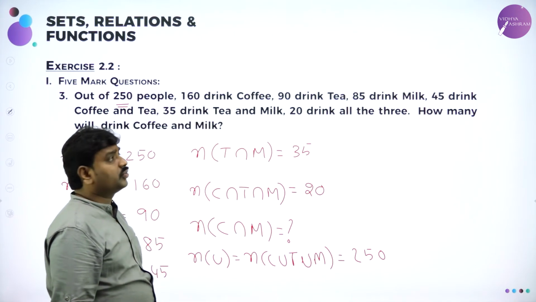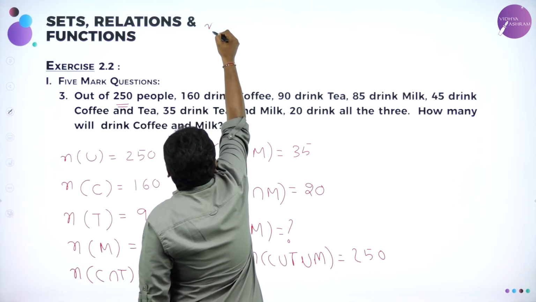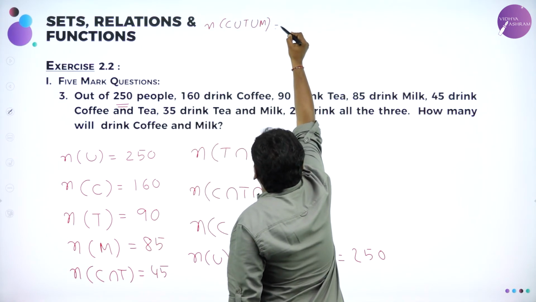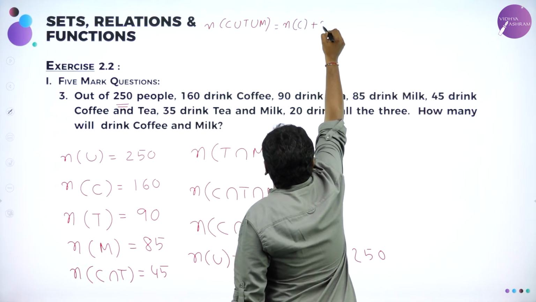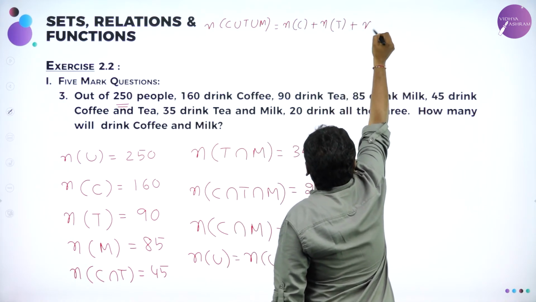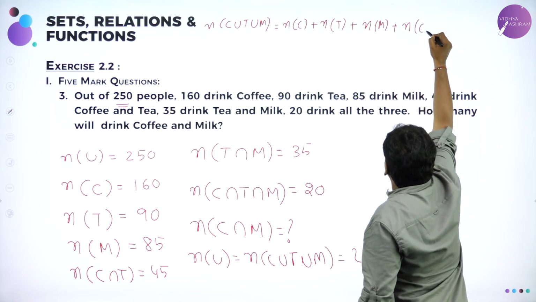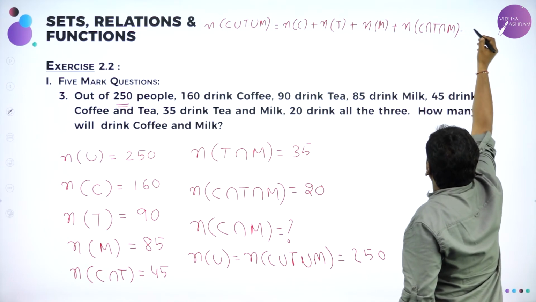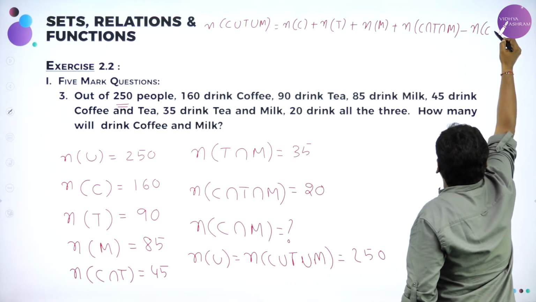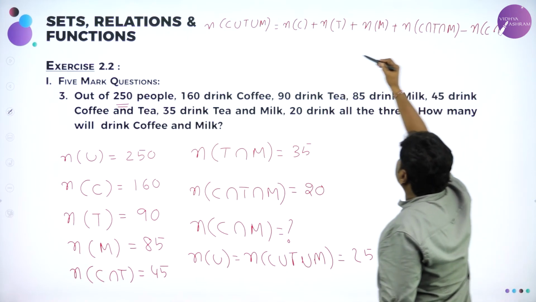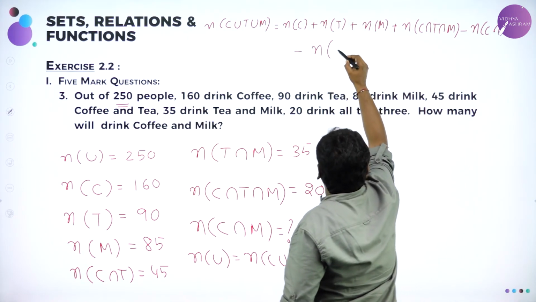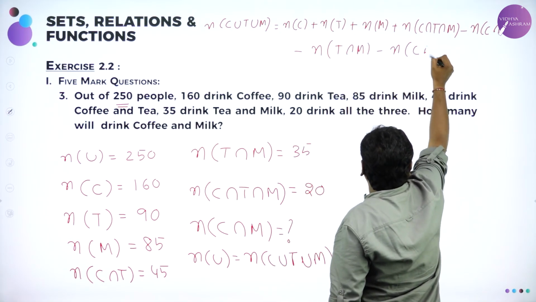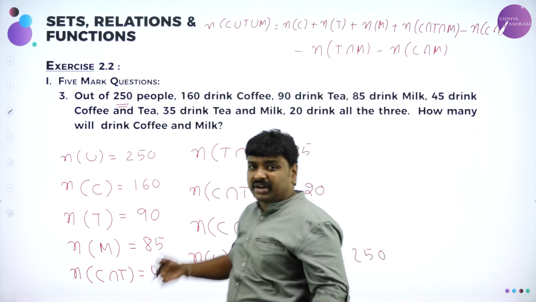Now use the formula. What is the formula? N of C union T union M can be written as N of C plus N of T plus N of M plus N of C intersection T intersection M, minus, remove 2, remove 2 means N of C intersection T, minus N of T intersection M, minus N of C intersection M. Now I wrote the formula, substitute in the formula and get the answer.